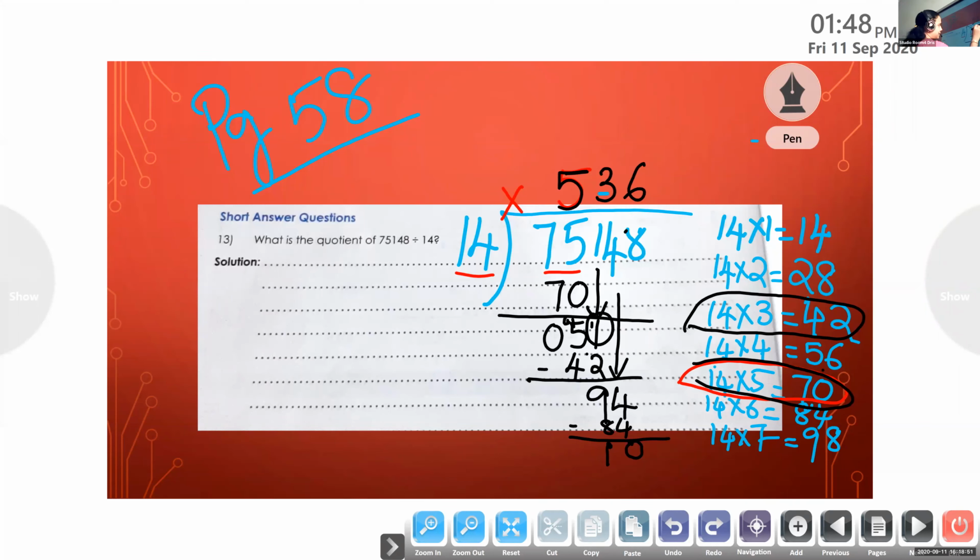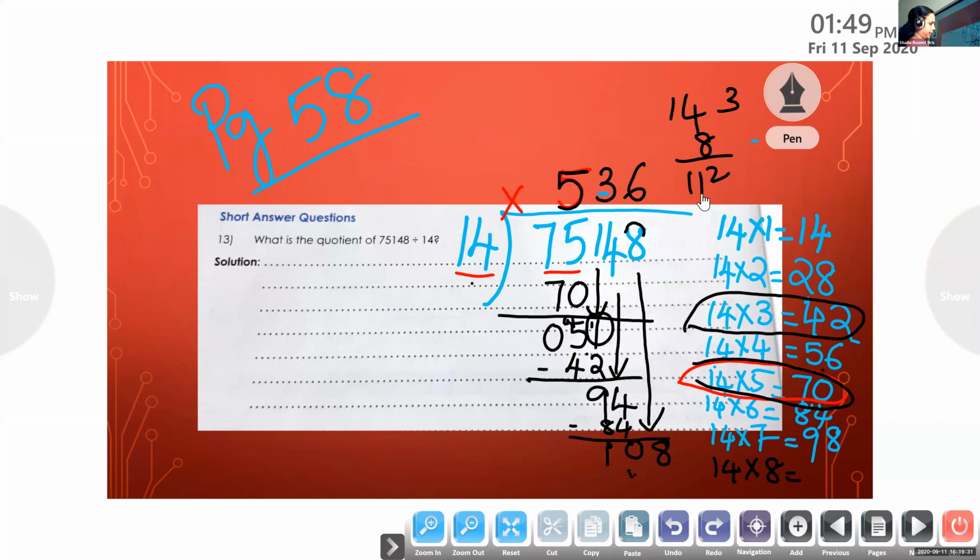And always check. You have to check the remainder and divisor. Here the remainder is 10. 10 is smaller than 14. So we cannot divide. So what we have to do? We have one more number. Bring down 8. So it will become 108. Now you can take one more number here. 14 times 8. Check 14 times 8. 112.